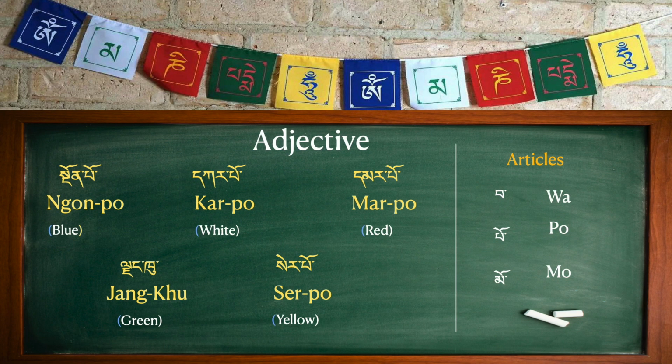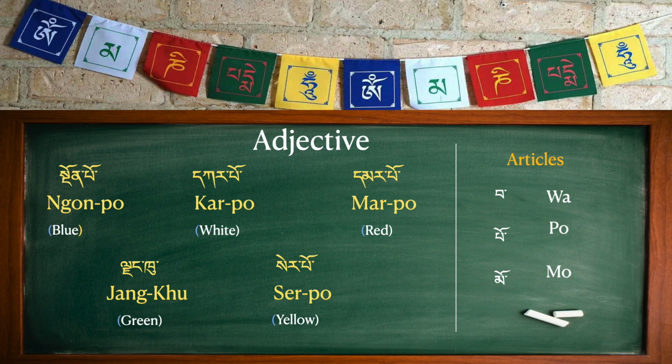For example, kar in Tibetan is white. White in Tibetan is kar. But they also have their respective articles such as wa, po, mo. So it is written on the right side of the board: wa, po, mo.